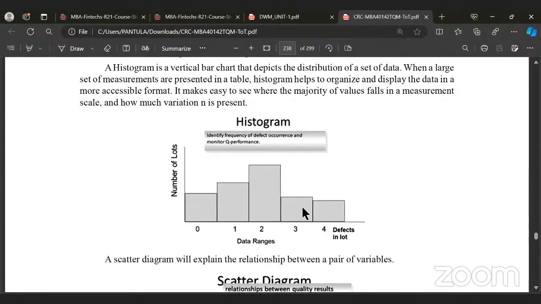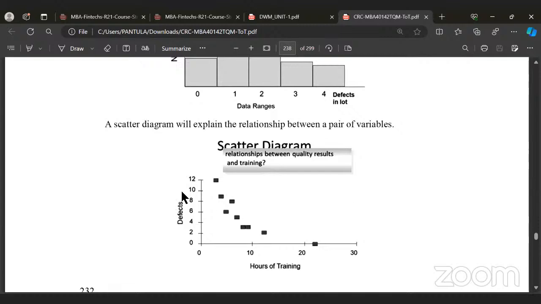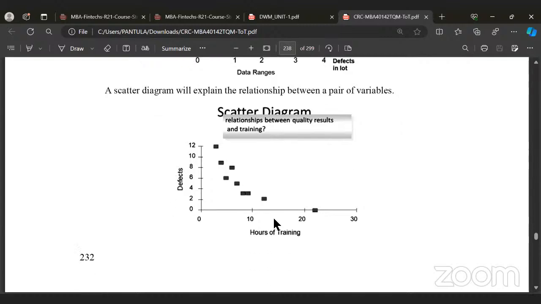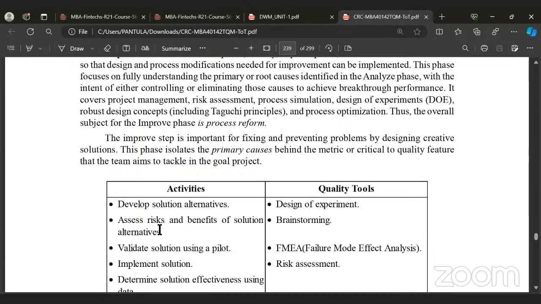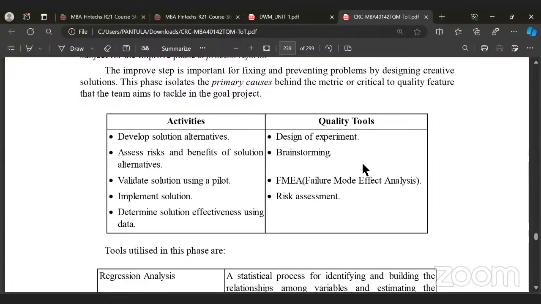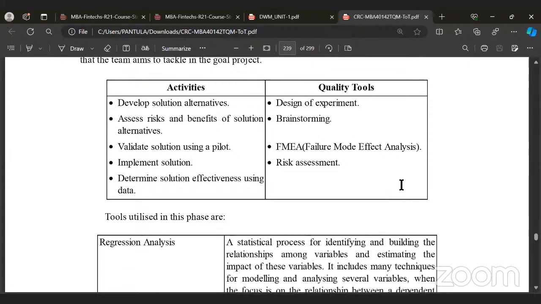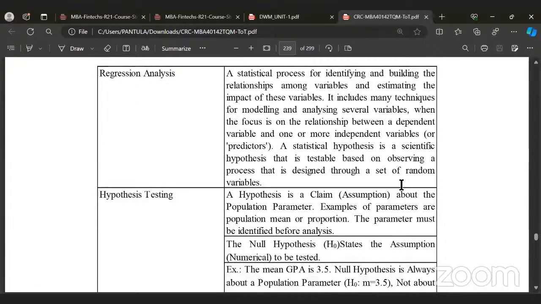The next is histograms. You know the histograms are going to be used. Next, scatter diagrams. Scatter diagrams you people have also studied in statistics. Then next, the improve phase. So in the improve phase, the activities are quality control: develop solution alternatives, assess risk and benefit of solutions, validate solutions using a pilot and implement solutions, determine solution efficiency. So quality tools: design of experiments and brainstorming, FMEA, failure mode and effect analysis, risk assessment. Tools utilized in this phase: regression analysis, hypothesis testing.